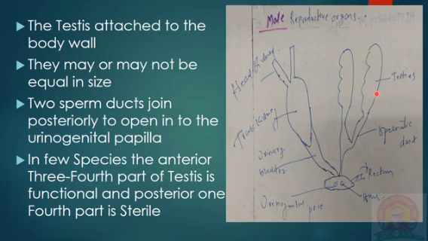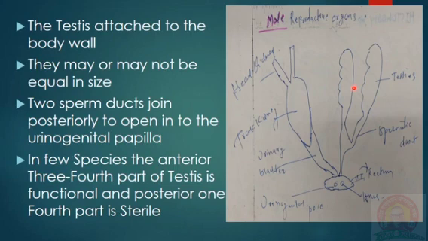They may or may not be equal. In some species, by the observation of scientists, the testes, which are a pair, may be equal in size or may not be equal. In some species they found that they are not equal, but in some species they are equal in size.